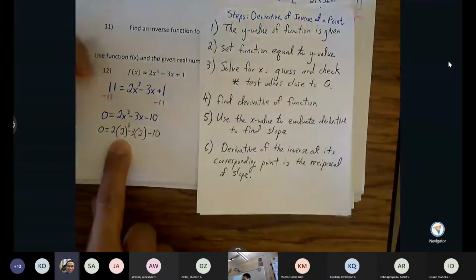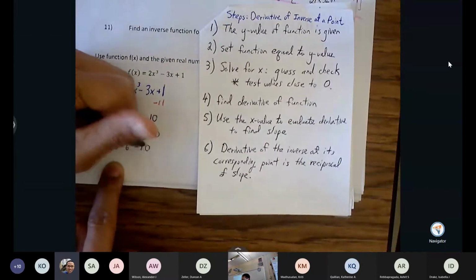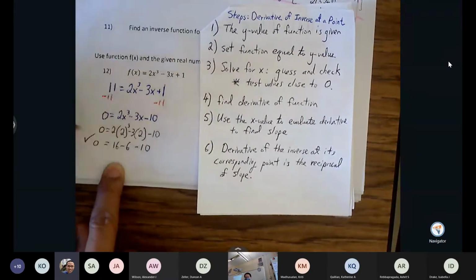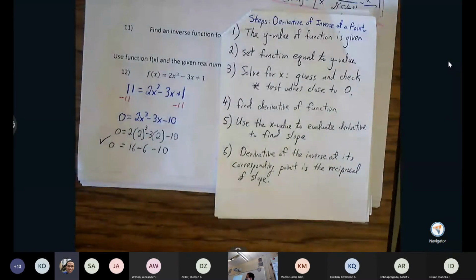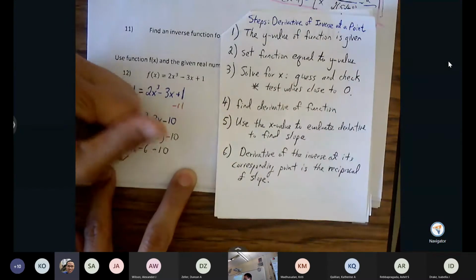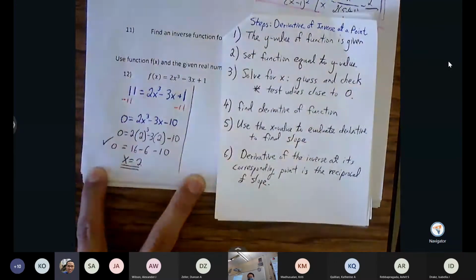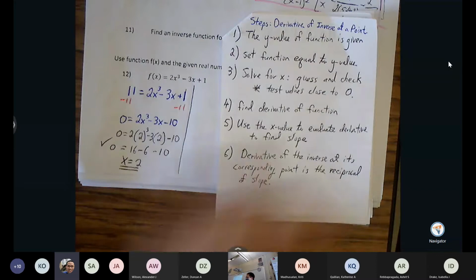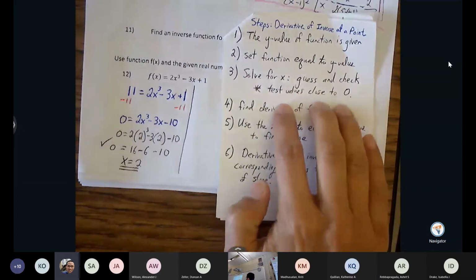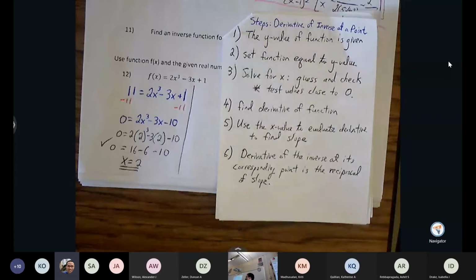So 2 times 8 is 16. 16 minus 6 is 10. 10 minus 10 is 0. So I think this works, right? That's the process you're going to go through: guess and check. A couple of numbers in, you should be able to get to what that ordered pair is. So this is what we're after. The x value that's going to help us is the 2. So we solved for x by guess and check, and now we're ready for our next step. Any questions up to this point?